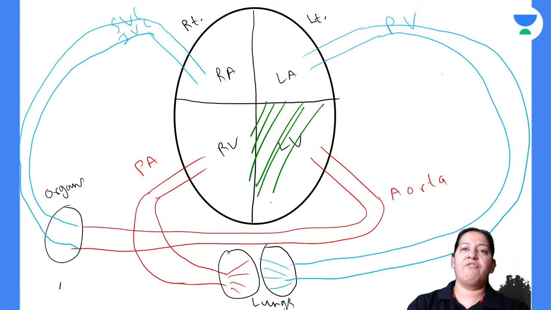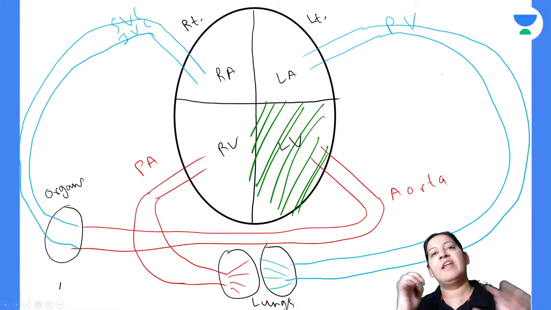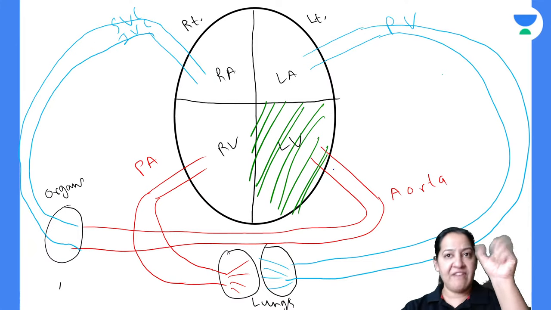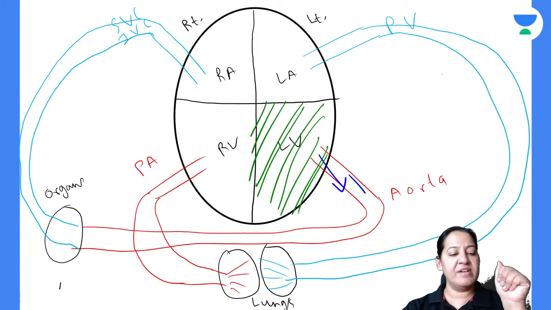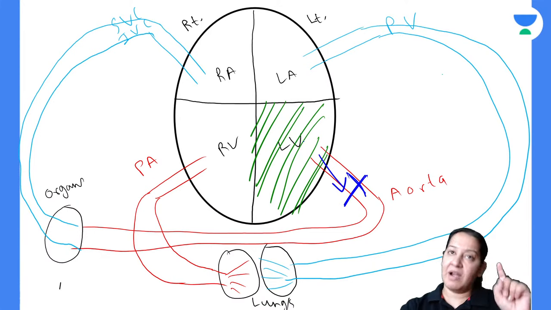Imagine left heart failure is there. What will happen? I've already explained this. Krishnika, what will happen in left heart failure? Blood will not go ahead, right? I have told you, no? The left ventricle is not pumping, so blood will not go ahead. Initially, I told you previously, blood will go backward.